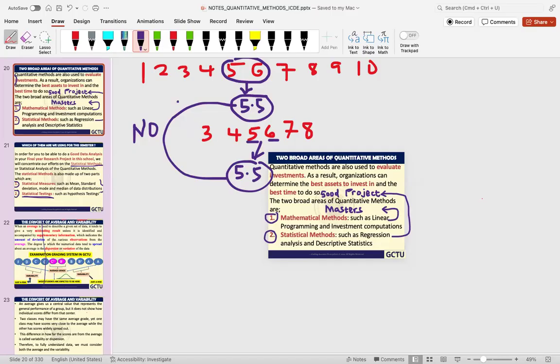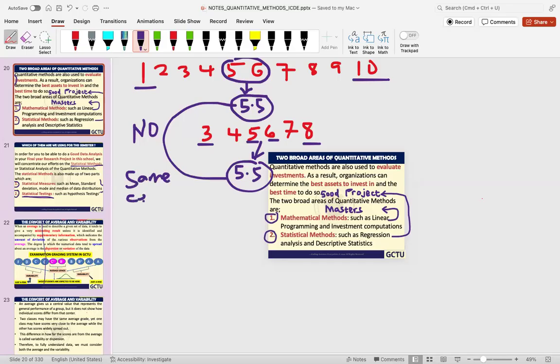But look at the length. This one started from 1 and it ended at 10. But this one started from 3 and it's ending at what? 8. There are 2 different data sets. 2 entirely different data sets, but yet they are giving the same center.